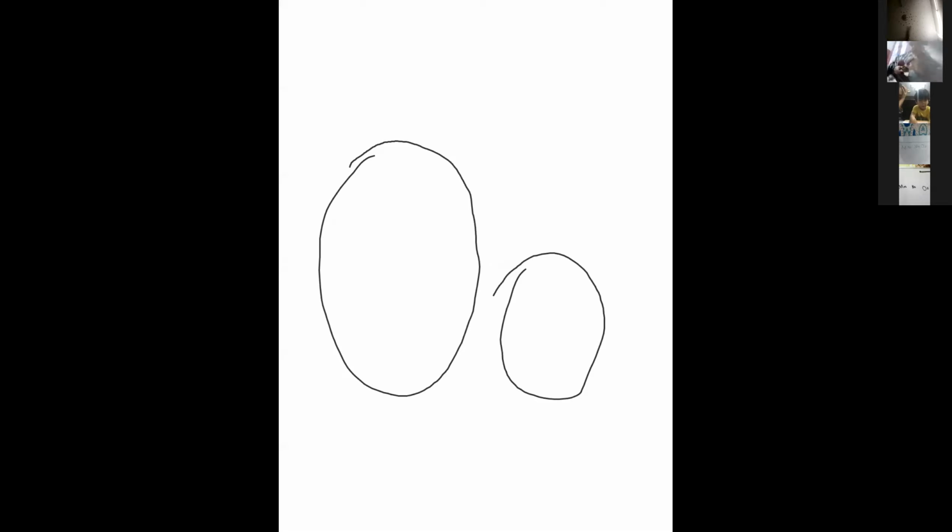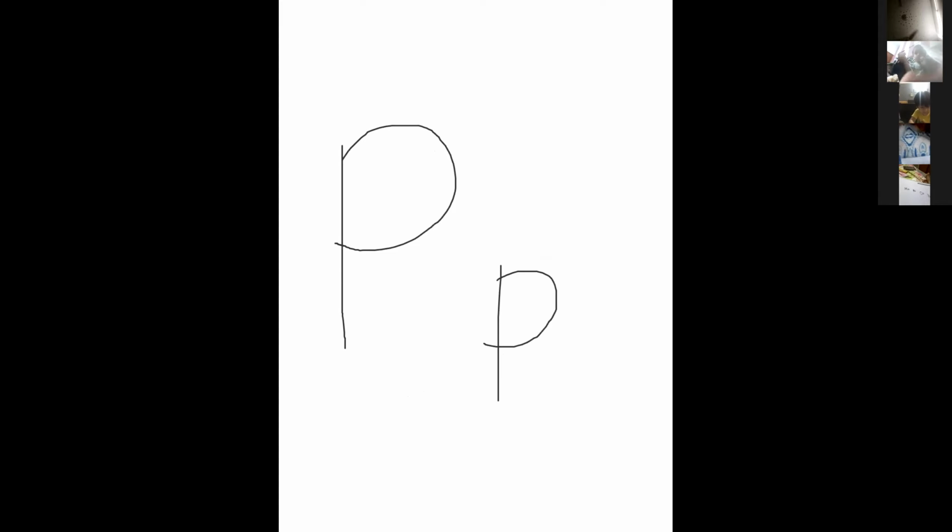Okay, now after O, we will write P. Very good, Anaya. First write P, name, and then its sound. P, P, P, P. Very well done, Anaya. If you're done, then show it to me.